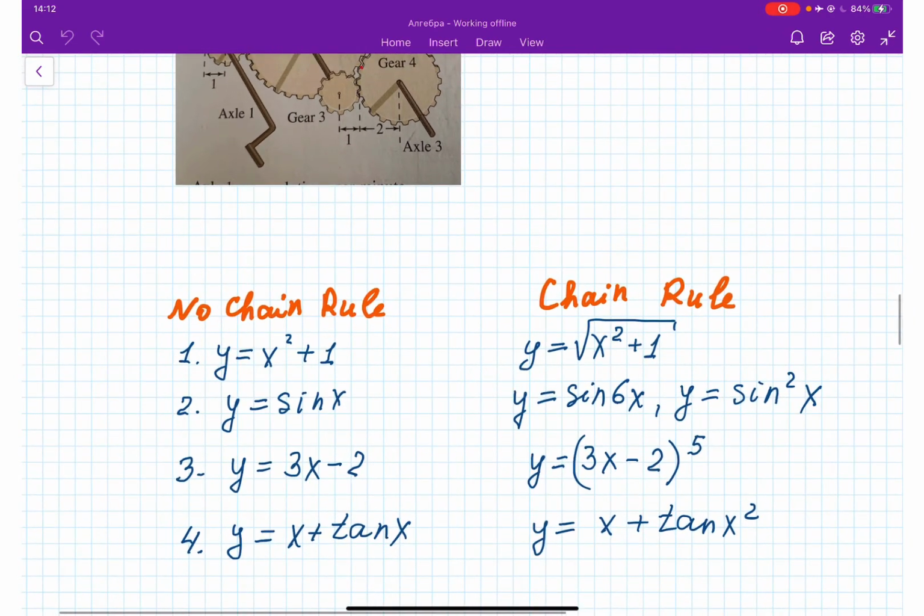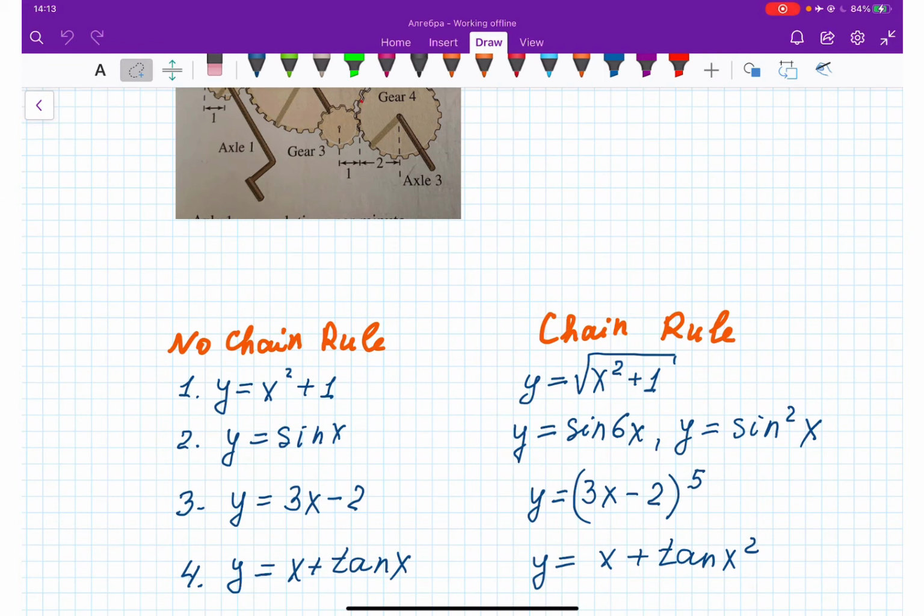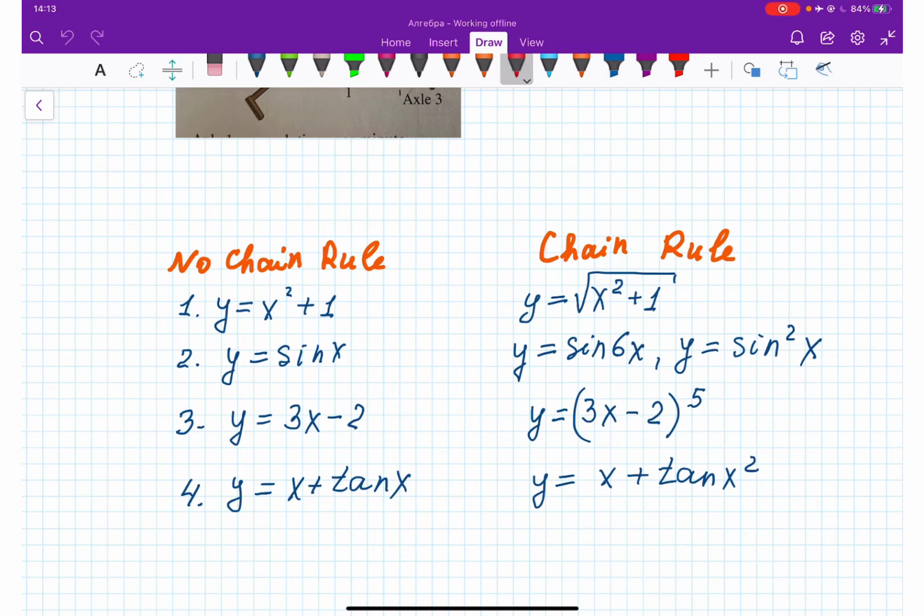In what case are we going to use the chain rule? Let's say on the left column I have functions whose derivative you can take without the chain rule, like the first one, y equals x squared plus x. But in the second I put a square root, right? We are going to use the chain rule. Why is that? Because first I have to take the derivative of the square root and then go inside to take the derivative of x squared plus 1. So here we can imagine 2 gears. The square root is 1 gear, and inside, x squared plus 1 is the second gear.